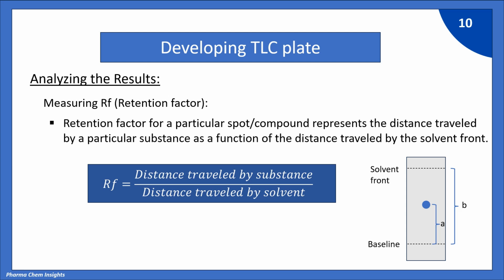You can see the image on the right hand side. A represents distance traveled by substance and B represents distance traveled by solvent. So that is Rf is equal to A by B.